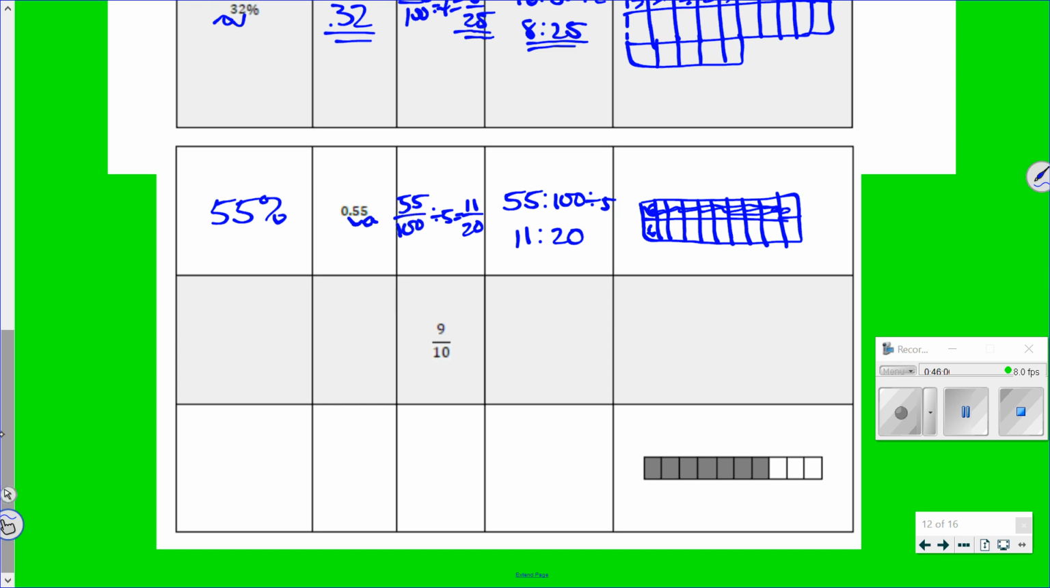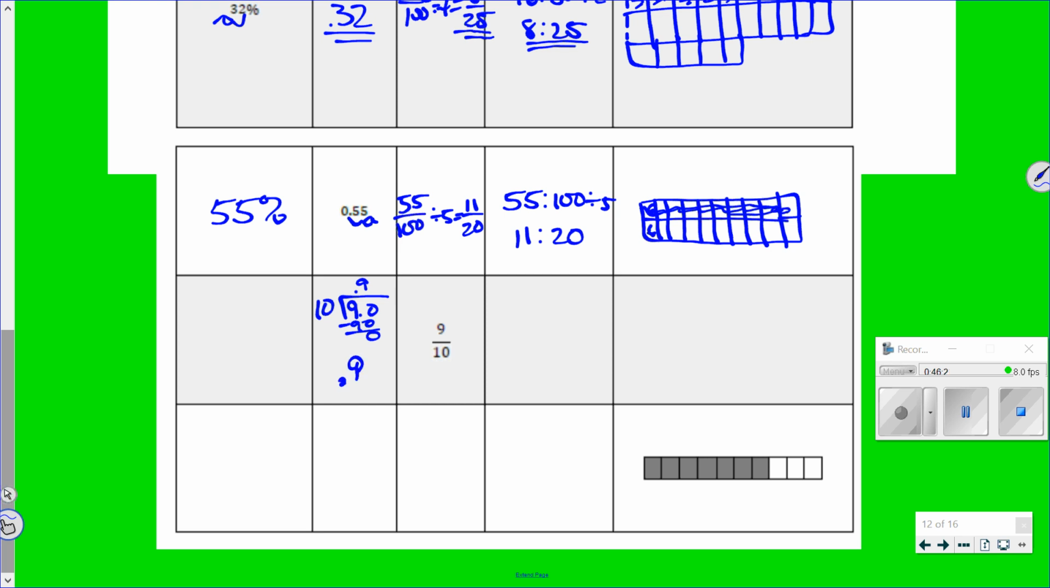Okay? Now if they give me the fraction first, that's where we have to do the division. So remember, the top guy goes in the house. So 9 divided by 10. The decimal is going to go straight up. 10 is going to go into 9 zero times. So the decimal is 0.9.